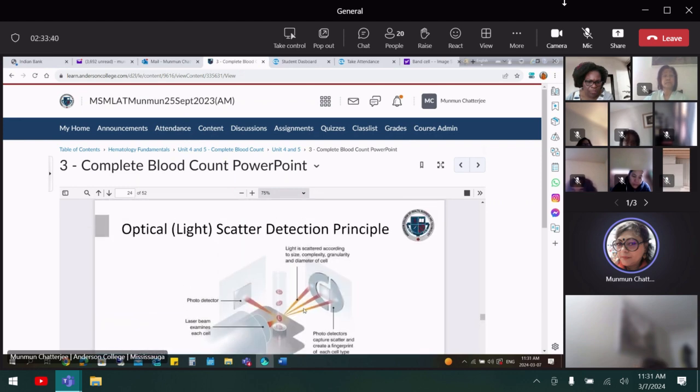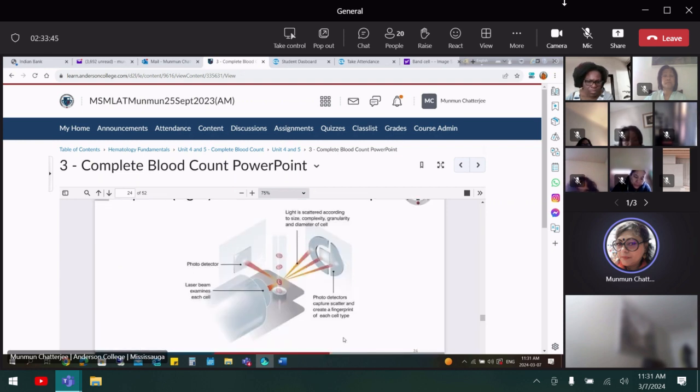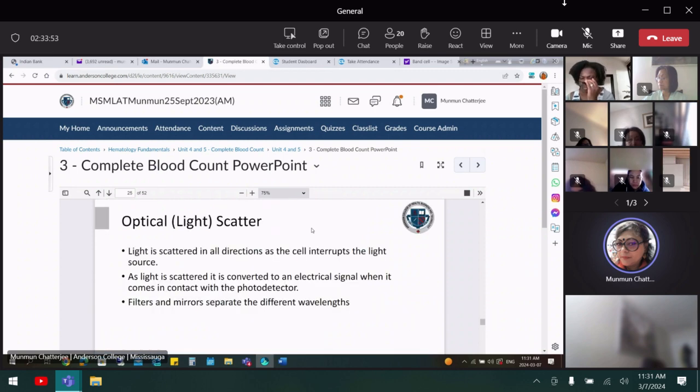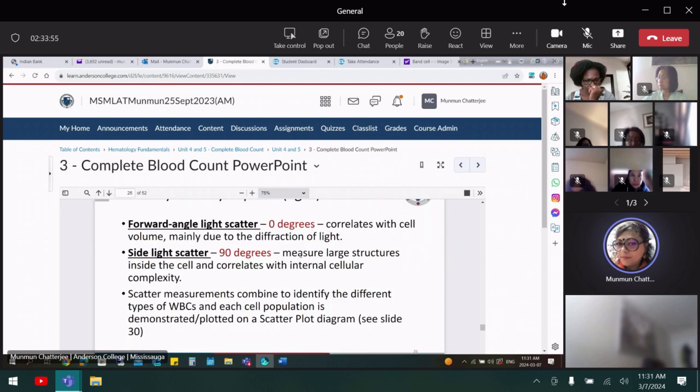So this is the photodetector. Light is scanning from this side, that side. A laser beam has been used. There are two sides of the photodetector, and light is coming from different angles. So just remember these things. When the light scatters from 0° angle, it gives you the cell volume.